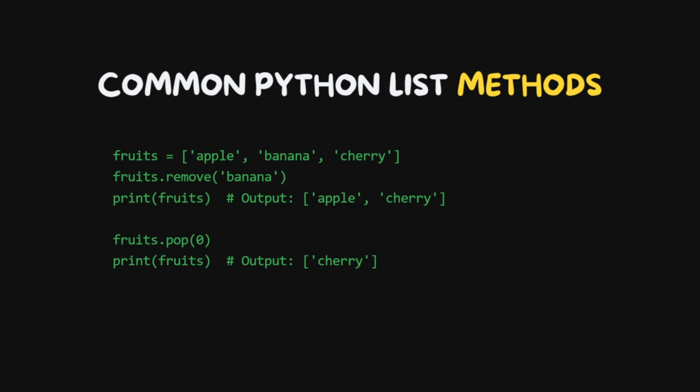Next is remove, which deletes a specific element. Here the list is apple, banana and cherry. We will remove banana so that the output should look like apple and cherry. This is the output of it. The next one is the pop method, which will pop the element at the specified index. For example, here we pop the element at index 0, which is apple. So it will pop the element and the output should only contain cherry.